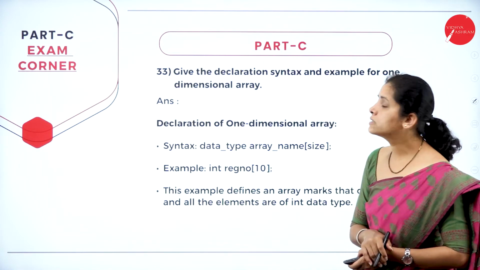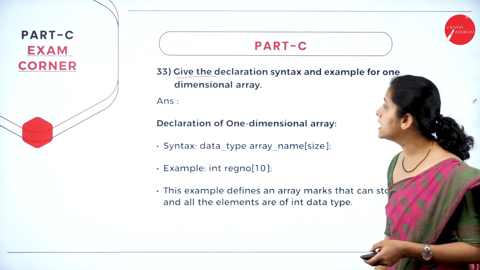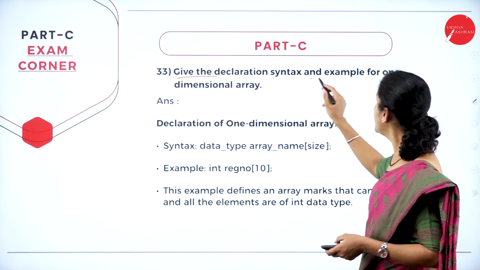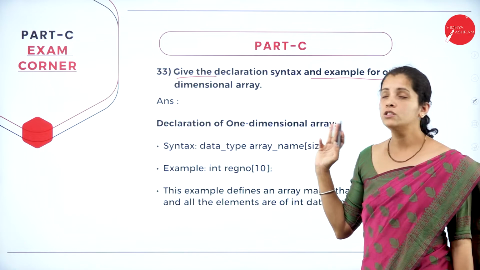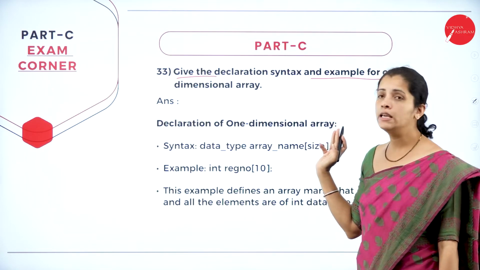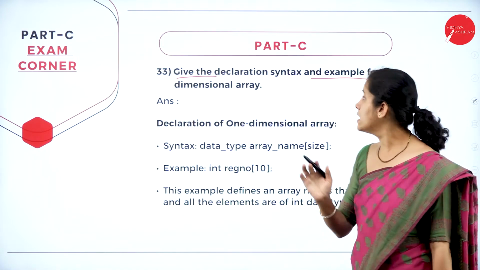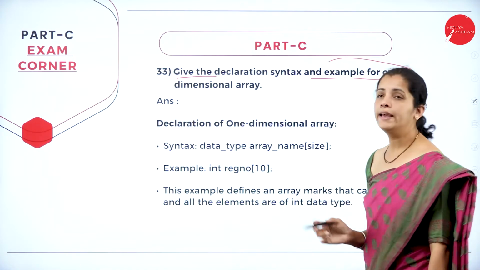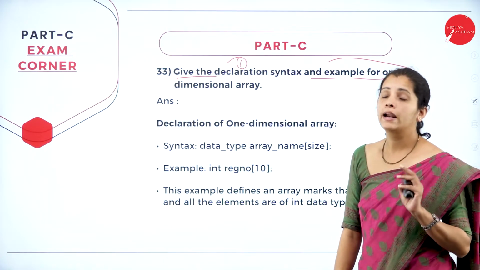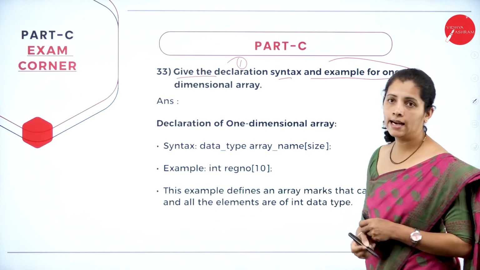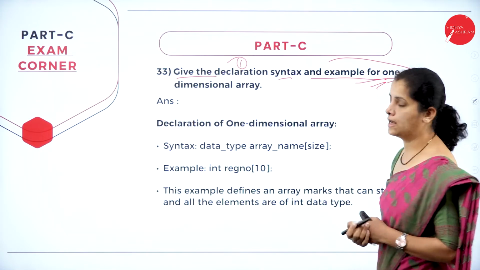Now, let me take another question here: give the declaration syntax and example for a one-dimensional array. First, I want to write the syntax for a one-dimensional array. Then I want to write the example. Writing the syntax carries 1 mark and the example carries 2 marks.